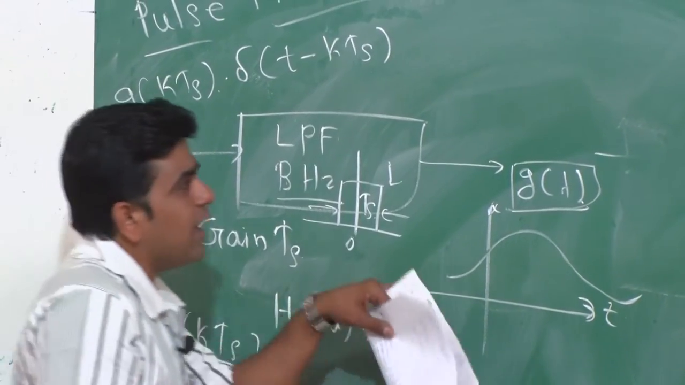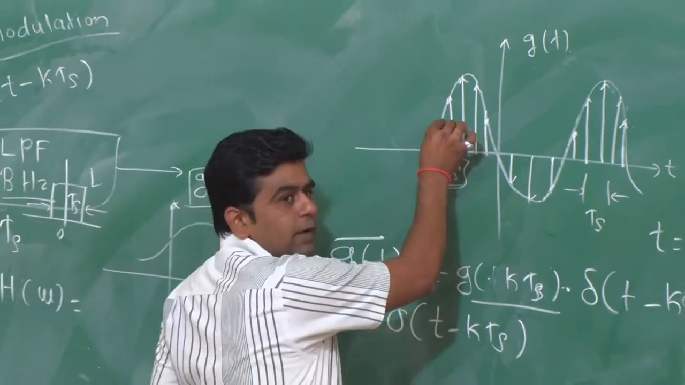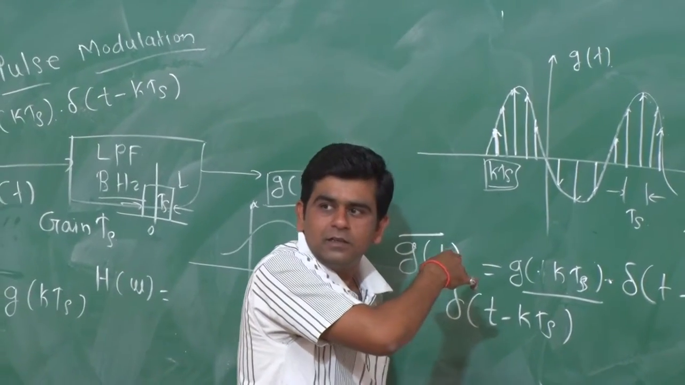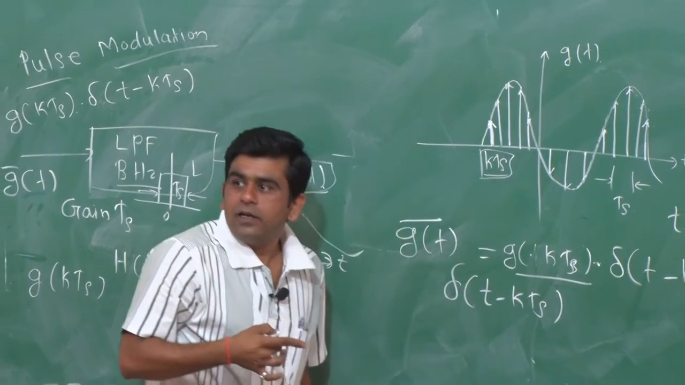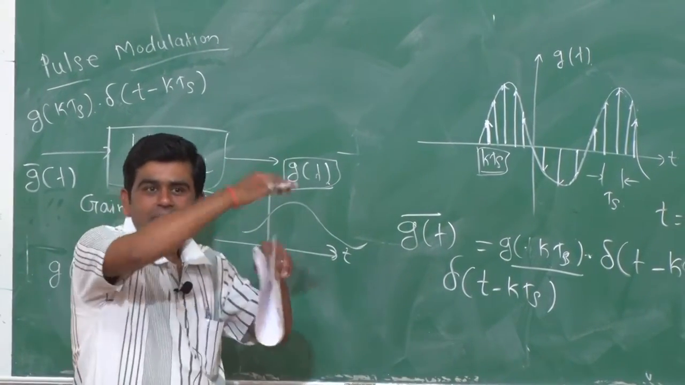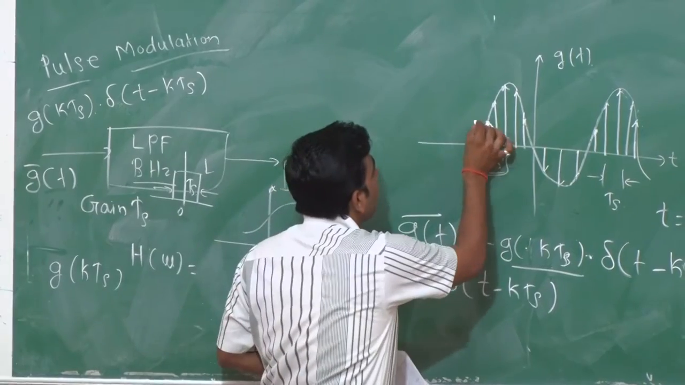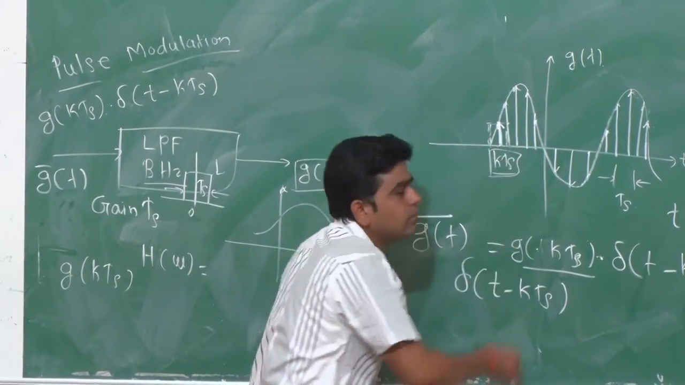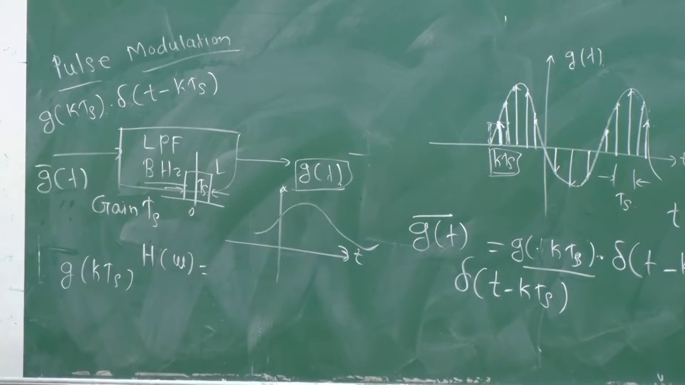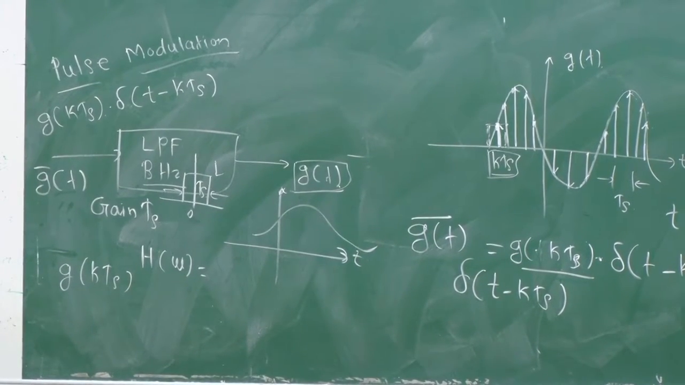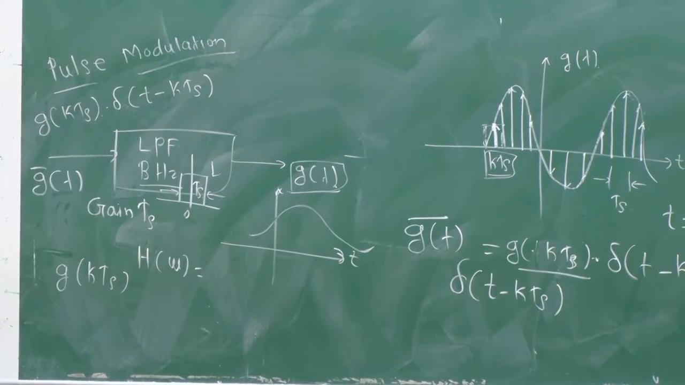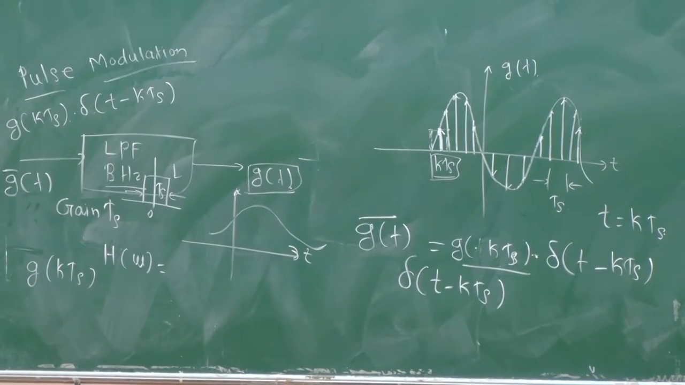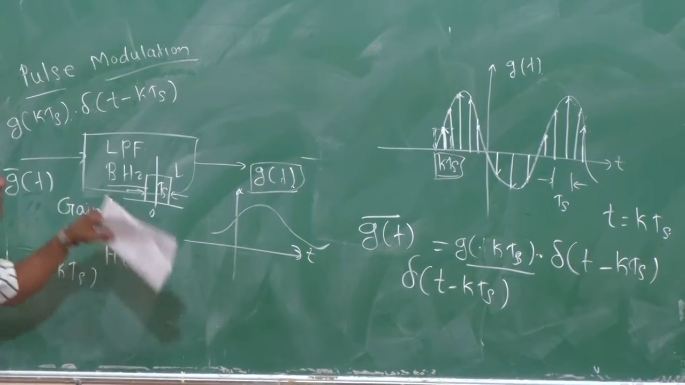Now see here, every sample value, we have to consider that this sample value which is present at k Ts is multiplied with this gate pulse. So here, this is multiplied with this gate pulse. And this happens with all sample values, k values. Are you got it? It happens with all sample values from this g of t.